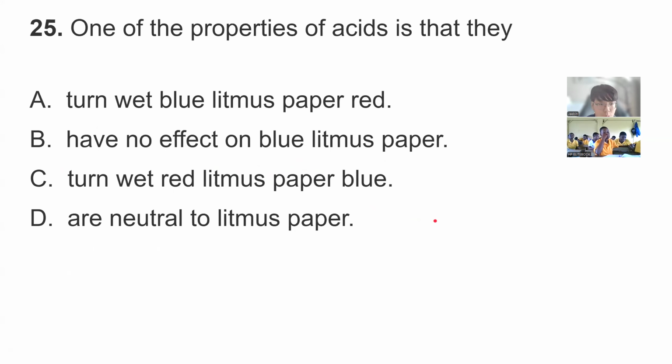And this is the last question about the acids. So we can do until this one. So this will be the final question. One of the properties of acids is that they, is it A, turn blue litmus paper red? Is it B, have no effect on the litmus paper? Is it C, turn red litmus paper blue? Or is it D, all neutral to litmus paper?